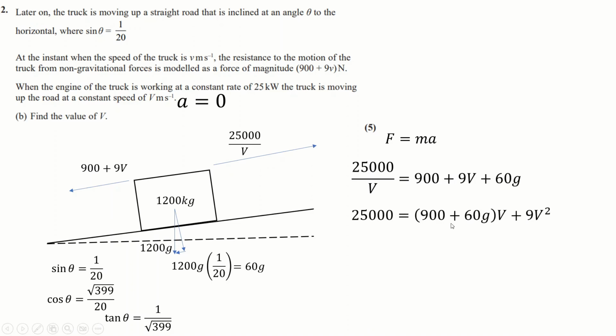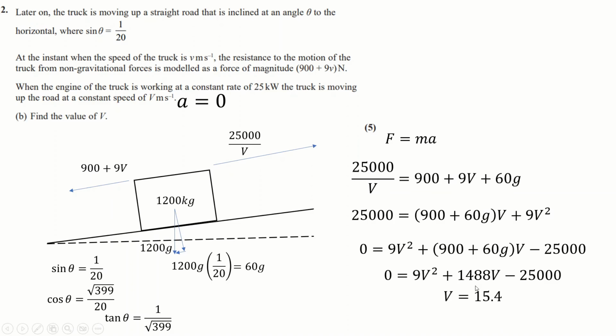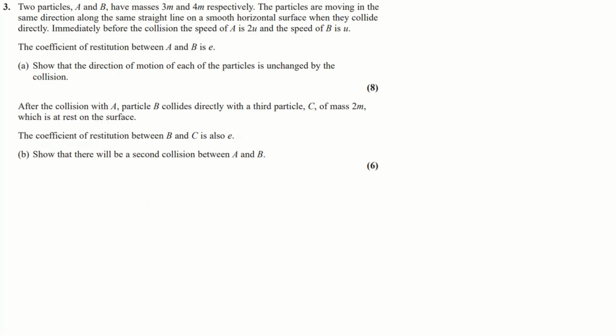We times everything by v, and then we can rearrange a little bit for this, I think. We can rearrange some more. You can type this in using g as 9.8. I assume it probably told you to use that maybe at the top of the paper or at the start of the question, I'm not sure. And you get this, and then we solve that in a calculator and we get this, and that will be our answer. Good. Question number 3 then, two particles, 3m and 4m.